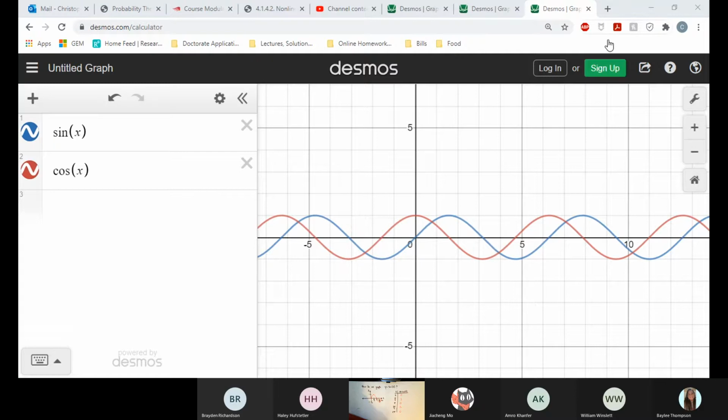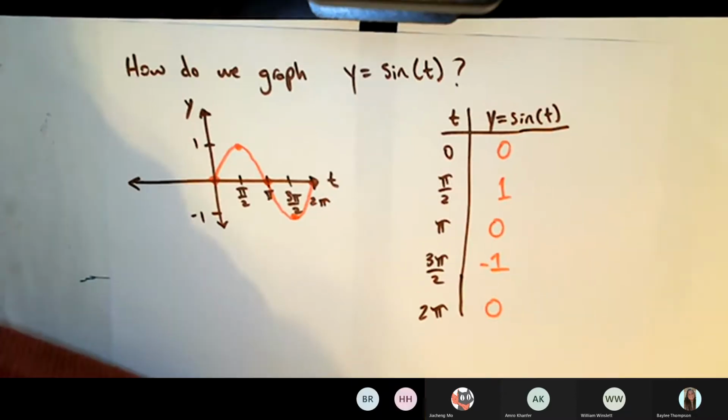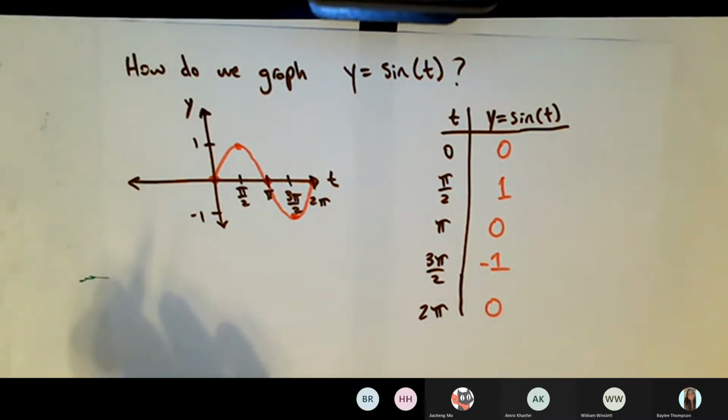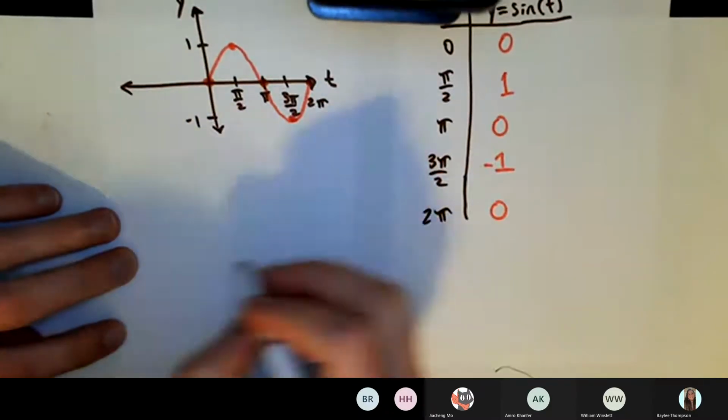Okay, they're shifted, right? One is a shifted version of the other. If I took the cosine graph and scooted it to the right, if I could pull this to the right a bit, then it would perfectly line up with the blue graph, the sine graph. Or I could take the sine graph and pull it back a bit, and it would perfectly line up with the cosine graph. Okay, so let's go back to camera and say some facts to note about the graph of sine.